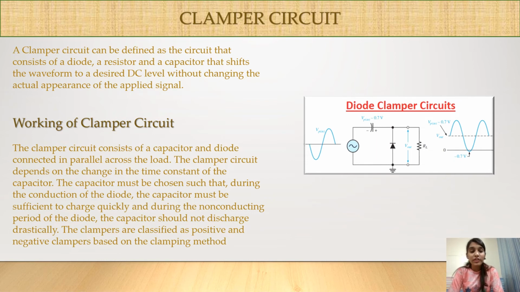Now, what is the working of a clamper circuit? A clamper is an electronic circuit that fixes either the positive or the negative peak excursion of a signal to a defined value by shifting its DC value. It consists of a capacitor and a diode connected in parallel across the load. It depends on the charging time constant of the capacitor. The capacitor must be chosen such that during the conduction of the diode, the capacitor is sufficiently charged, and during the non-conducting period of the diode, the capacitor should not discharge drastically.